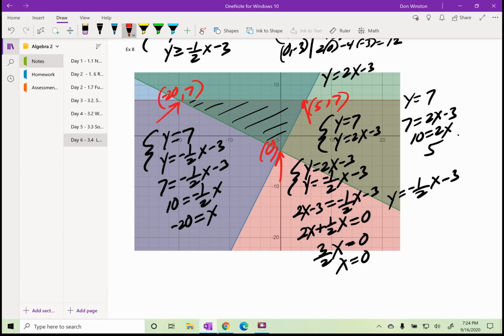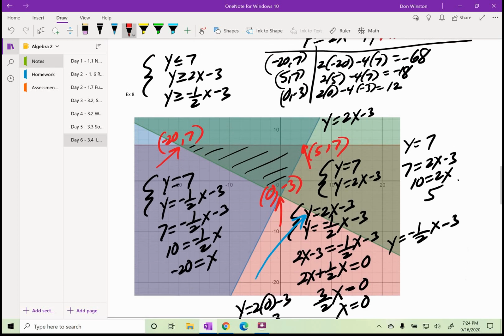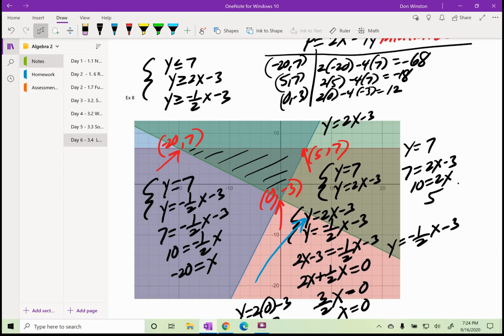And then if I want to find y, I can just substitute 0 into either equation here to find y. So y is equal to 2 times 0 minus 3, which equals negative 3. So my y value is negative 3. So I found all the corner points: negative 20, 7; 5, 7; and 0, negative 3.